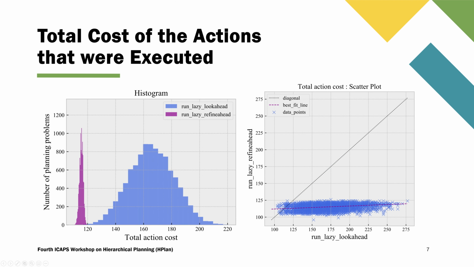This slide shows the results for total cost of actions that were executed. This measures the total cost of an action sequence for a given planning problem. Execution of smaller action sequences will generally lead to lower total action costs.